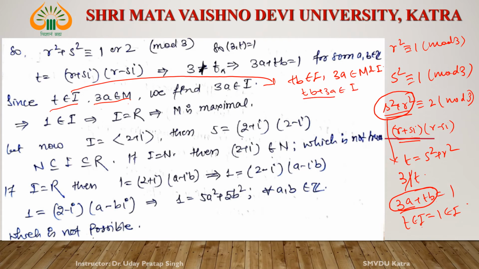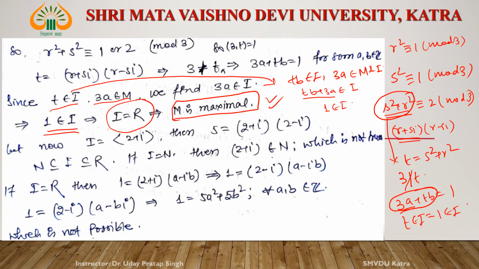What is tb plus 3a? This is 1. 1 belongs to I. And if 1 belongs to I, then I is equal to R. Okay. And in this case, M is maximal. M does not equal I, but I is equal to R. So M is maximal. Okay.